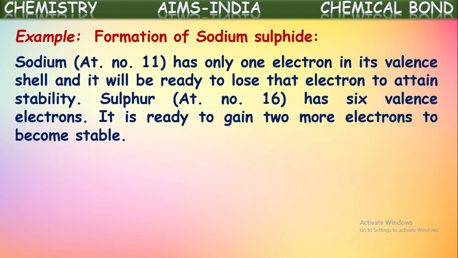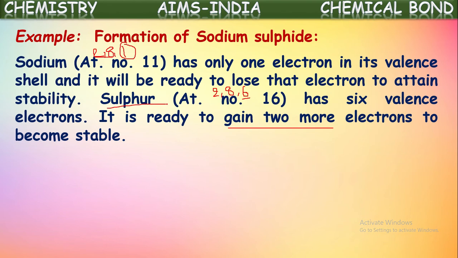If we see in case of sulfur, we know sulfur atomic number is 16 and it has configuration 2, 8, 6. So if you see for sodium 2, 8, 1, it has only one electron. It is ready to lose one electron, and thus it can become stable with 2, 8 configuration. If we see for sulfur, its configuration is 2, 8, 6. It means it has 6 valence electrons. So as it is having 6 valence electrons, it is ready to gain 2 more electrons. By that, it becomes 2, 8, 8 configuration, and thus sulfur becomes stable.